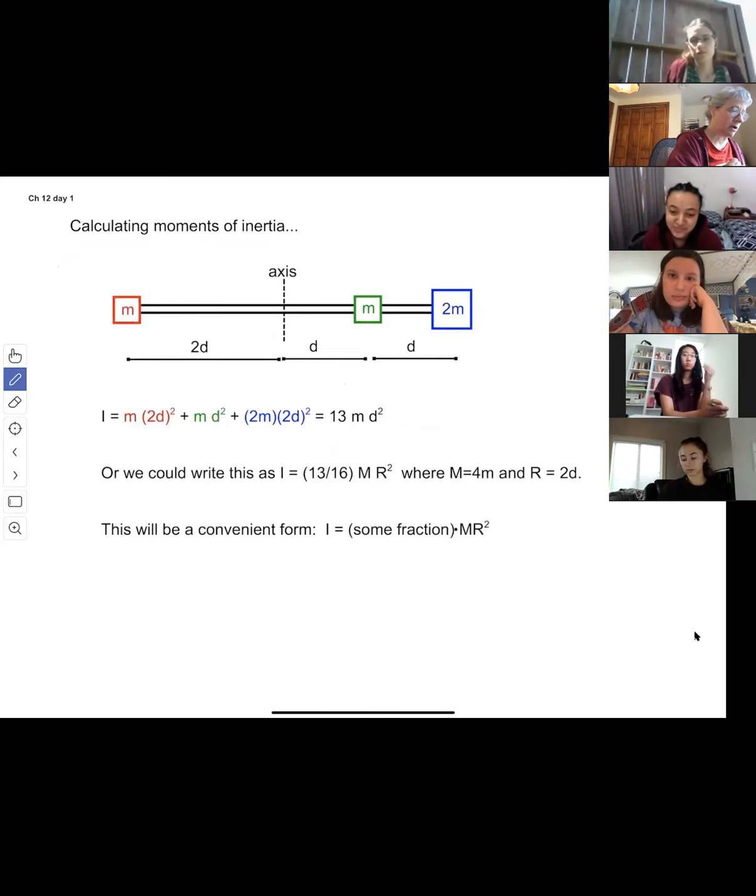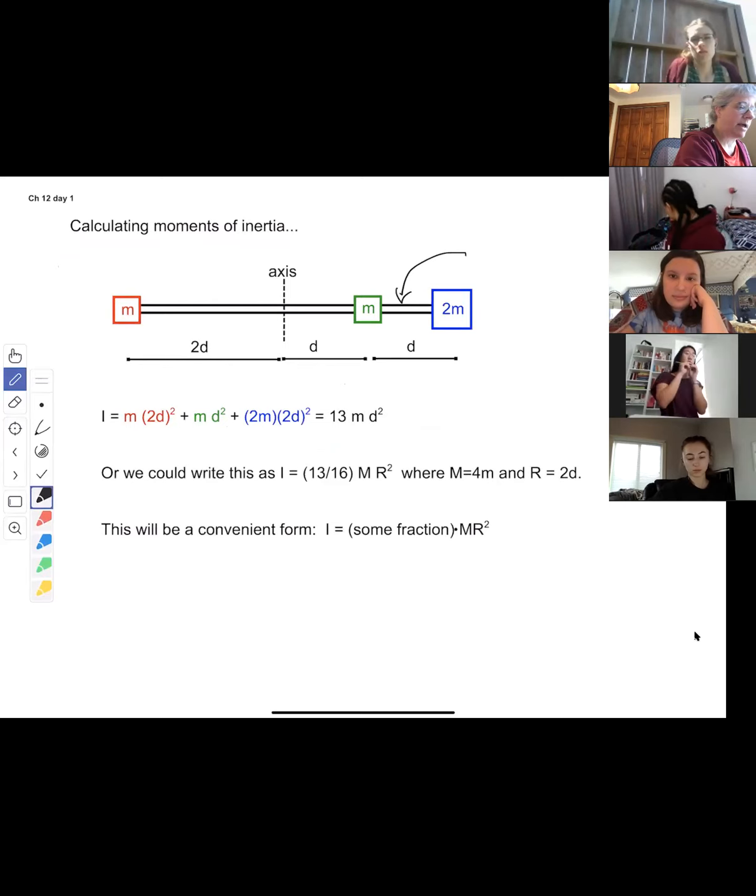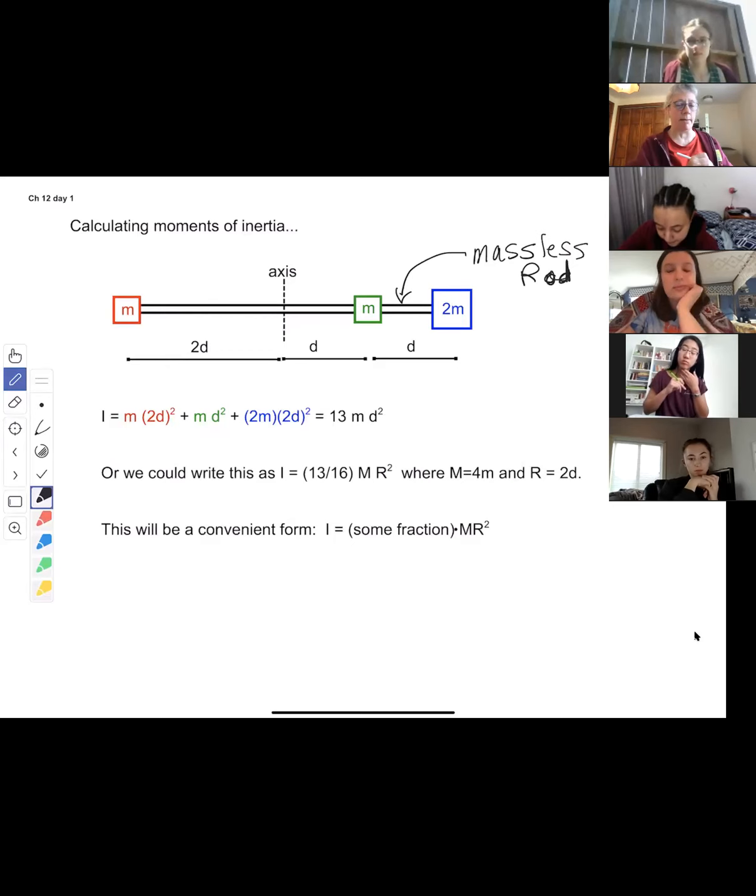So let's do a quick example here. I want to make sure I've got an object here in which all of these masses, red M, green M, and blue M, are attached to a massless rod. What that really means is I've got a rod whose mass is so much smaller than M and 2M and the other M that it doesn't matter, okay? And I've got them arranged like this.